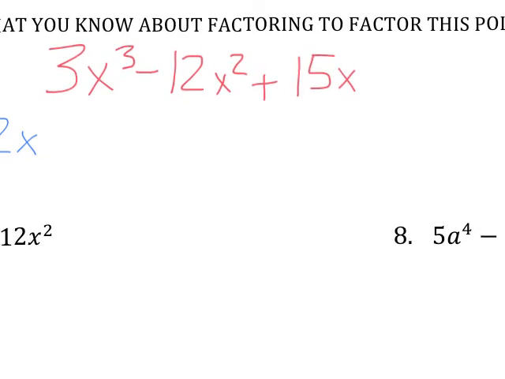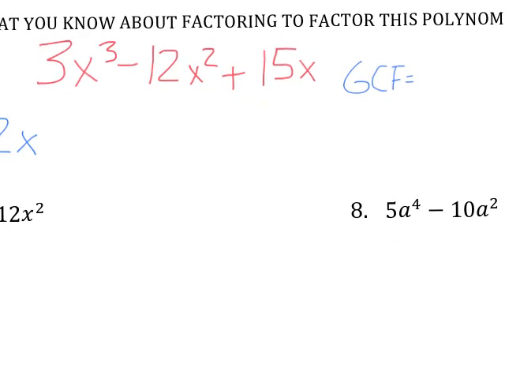So every time we factor, we're going to start by trying to factor out a GCF. Not every problem will have a GCF, but that's what we always want to start with. Okay? So does our problem here have a GCF? Yeah. So what divides out of 3, 12, and 15? 3. And are there any variables I can divide out of all of them? Yeah, they all have a single x. So my GCF is 3x.